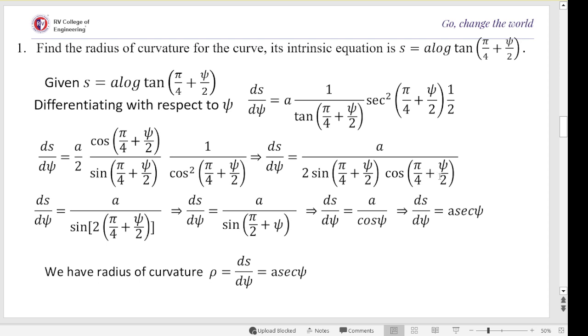We know that 2 sin x cos x is sin 2x. So this we can write as a by sin 2 (pi by 4 plus psi by 2). Take 2 inside the bracket. So pi by 4 into 2 will give us pi by 2, and 2 into psi by 2 is psi. So this becomes a by sin (pi by 2 plus psi). We know that sin (pi by 2 plus psi) is cos psi. So ds by d psi equal to a by cos psi. It is a sec psi. So radius of curvature rho equal to a sec psi.